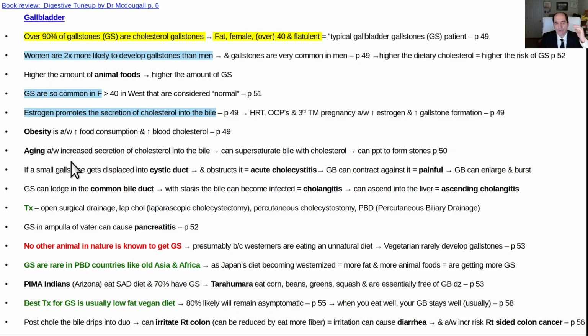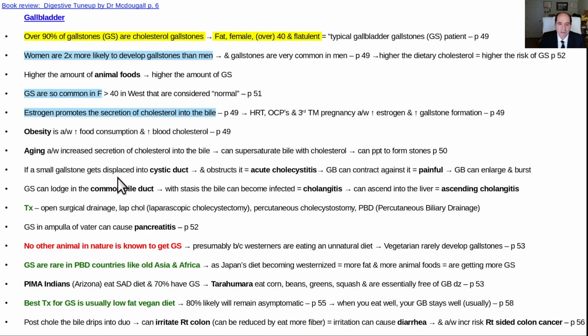Aging itself is associated with increased secretion of cholesterol into the bile. And what you're doing is you're supersaturating the bile with cholesterol, meaning the cholesterol concentration gets so high in the bile that it precipitates out. Again, I put the page numbers for the book in there if anybody wants to look this stuff up.